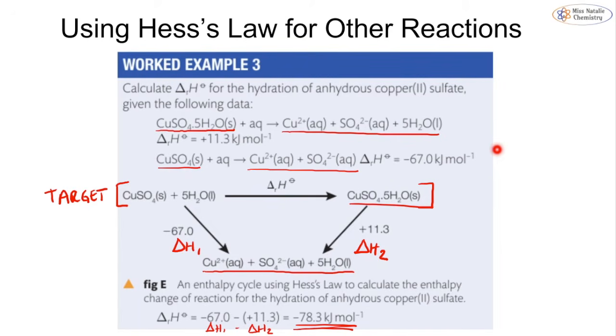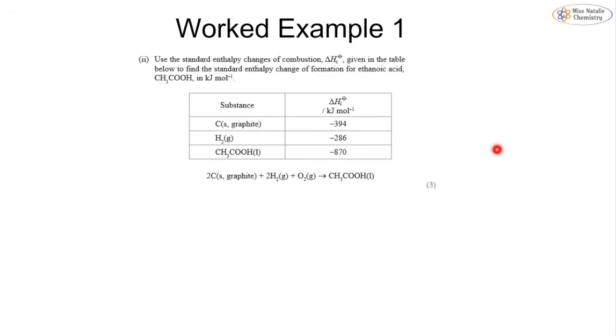So let's actually go through how we do this in practice. So let's look at one example here. We want to use the standard enthalpy changes of combustion given in the table to find the enthalpy change of formation for ethanoic acid. Now here is my target equation for ethanoic acid, and I'm going to have to use my combustion of carbon, combustion of hydrogen, and combustion of ethanoic acid. So let's start to put this together, and let's take each thing one at a time.